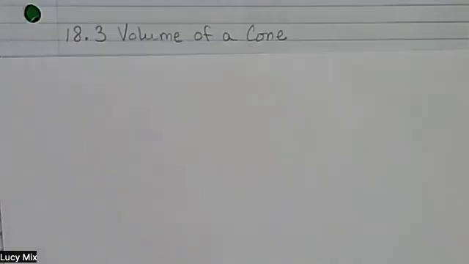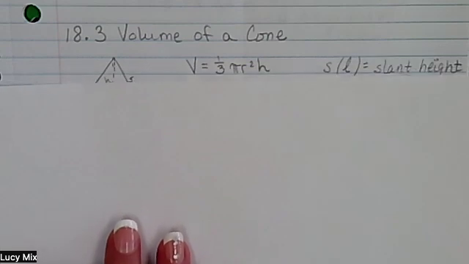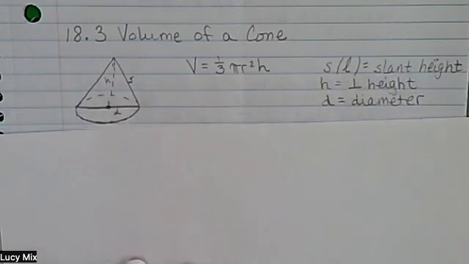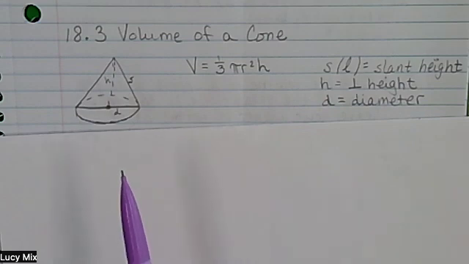Hello, hello. Today we're looking at volume of a cone, lesson 18.3 in our textbook. A cone, think of an ice cream cone, a party hat, okay? A cone is 1/3 of a cylinder, just like a pyramid was 1/3 of a rectangular prism. The cone is 1/3 of a cylinder.